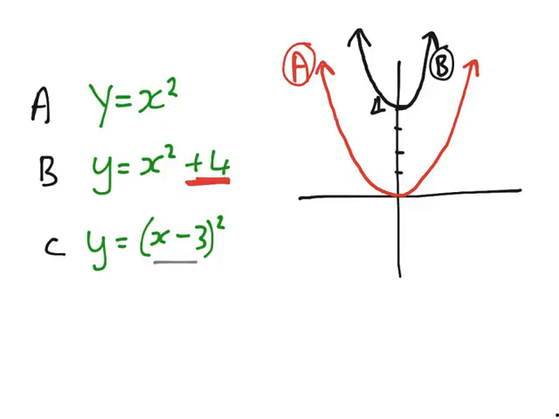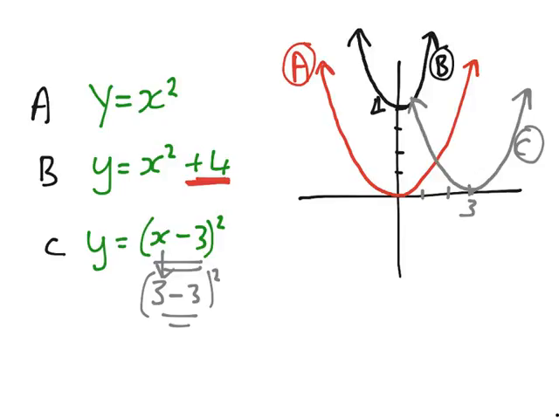And when the number is in the brackets with the x, it is a sideways shift, in this case to positive 3, because we reverse the sign. X has to equal 3 to make the whole bracket 0, which is the y value. So there we have it. Check the next tutorial for a combination of these.